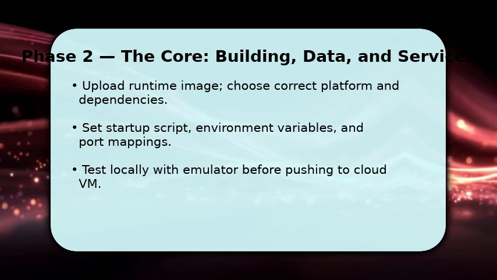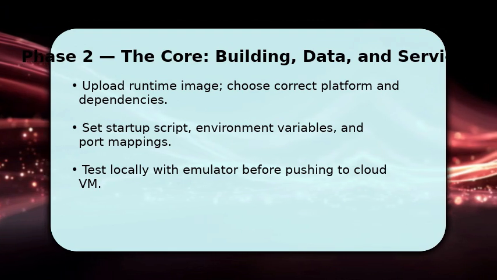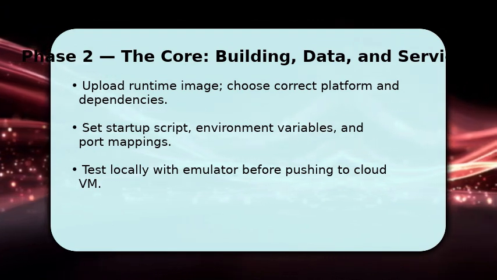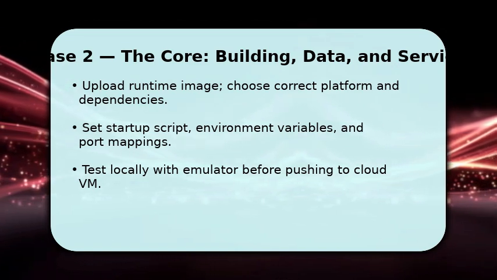Map ports for inbound connections and ensure file paths match your place assets. Test locally with the emulator to confirm behavior and logs. This step lets you catch permission issues before cloud deployment.